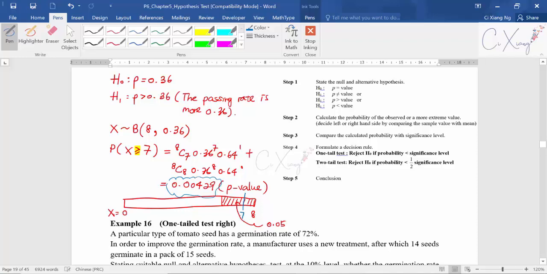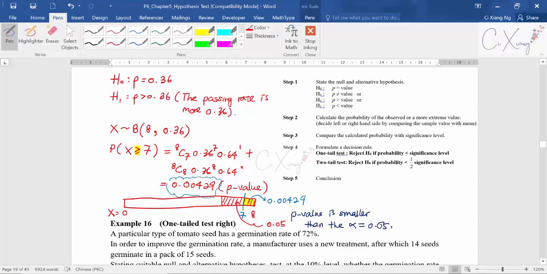If this is 7, the highlighted area from 7 onwards is 0.00429. Or if you want, you can write out that the p-value is smaller than the significance level alpha, which is equal to 0.05. If you don't want to sketch a diagram, you can write out the statement. Then we continue to step number 4.